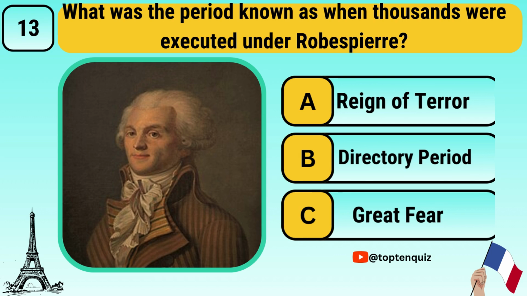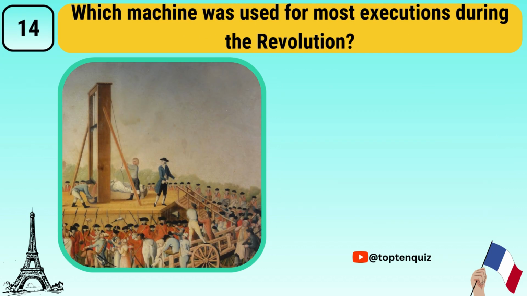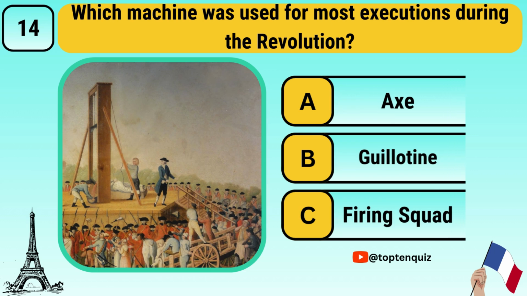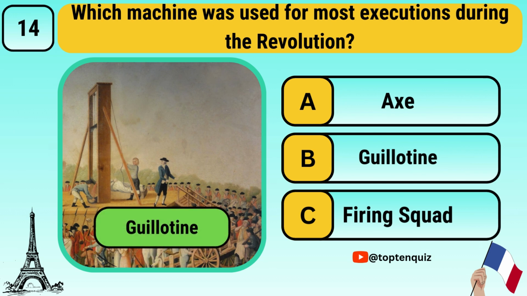What was the period known as when thousands were executed under Robespierre? Reign of Terror, Directory Period, Great Fear. It was called Reign of Terror. Which machine was used for most executions during the revolution? Axe, guillotine, firing squad. The answer is guillotine.